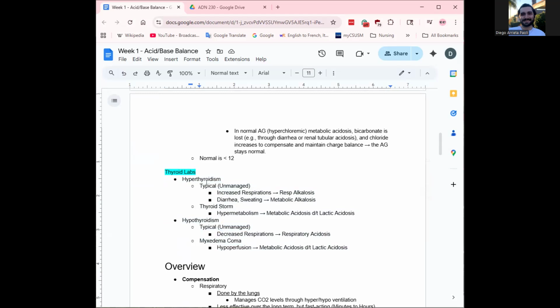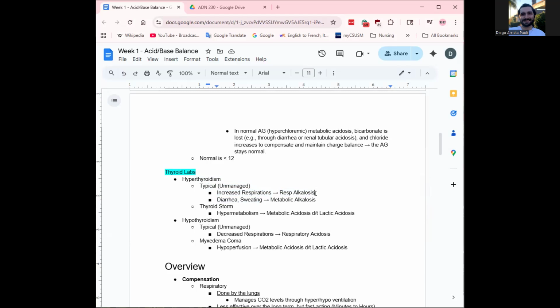The main thing to think about here is if someone has hyperthyroidism, everything in their body is going up. So they have higher respiration, higher heart rate, higher metabolism. So in a typical case of hyperthyroidism that's unmanaged, the higher respirations means that they're outputting more CO2 and breathing in more. So that's where they could get respiratory alkalosis.